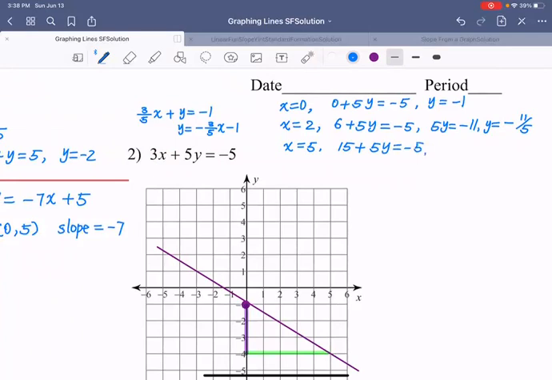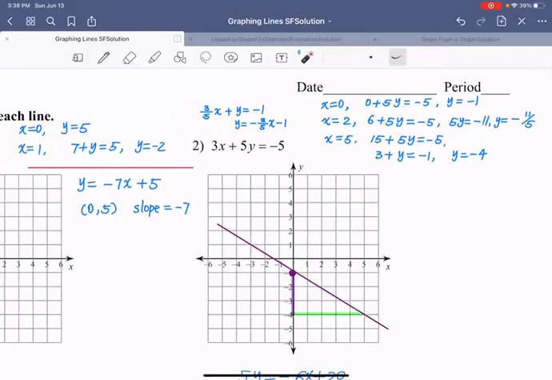Continue. And then you would divide everything by 5, which would be 3 plus y equals -1. And then y equals -4. So on this point, we find this point. First point we have here is (0, -1). The second point we have is (5, -4). And then we can connect, okay? Does these two methods make sense to you, Ethan?